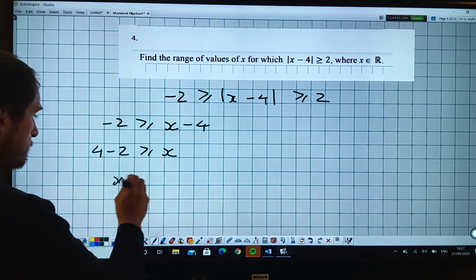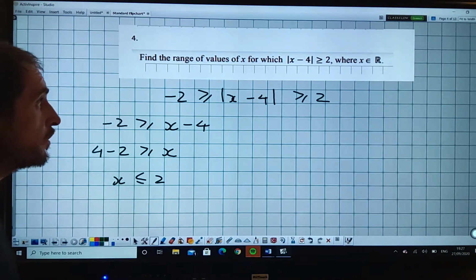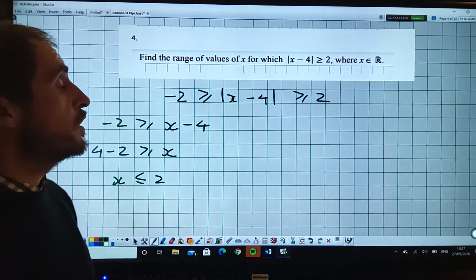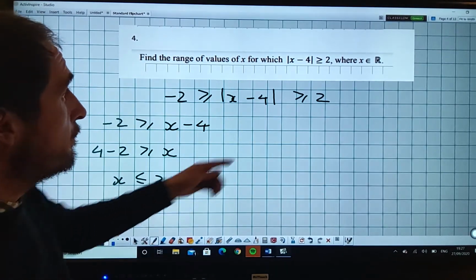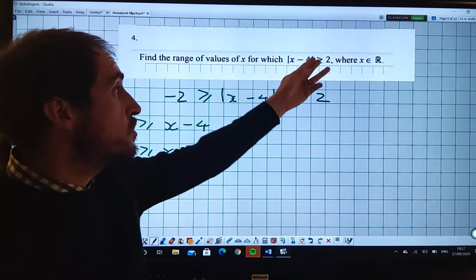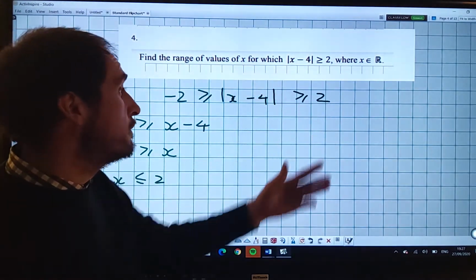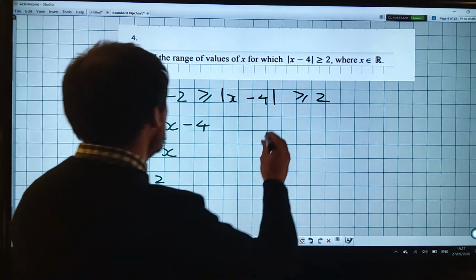So x is less than or equal to 2. Okay, so if x is less than or equal to 2, you have 1, 0, minus 1, and so on. So if it was 2, 2 minus 4 is minus 2, the absolute value of minus 2 is 2. 1 minus 4 is minus 3, the absolute value of minus 3 is 3, and so on. Now, then you do it the other way.